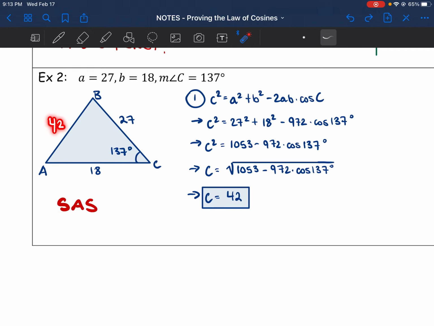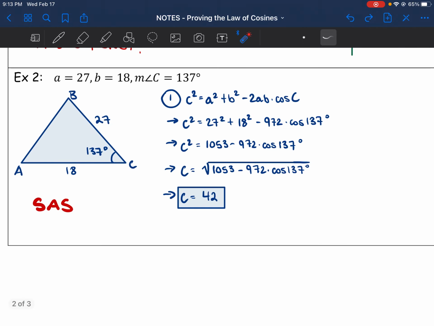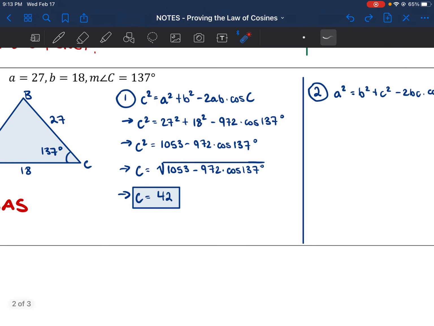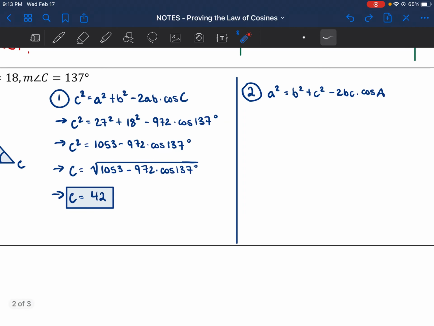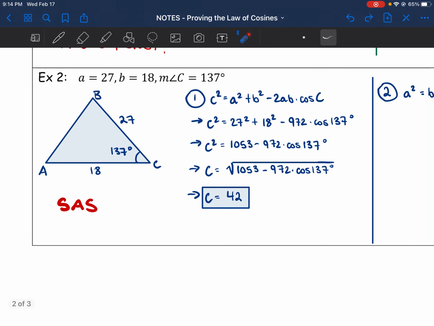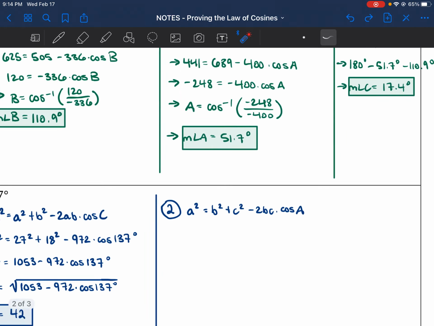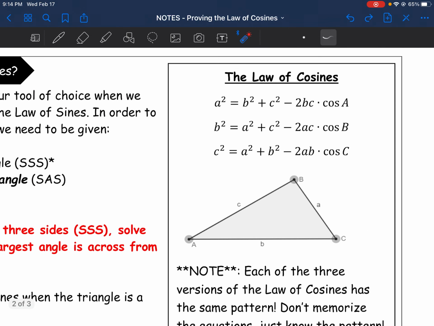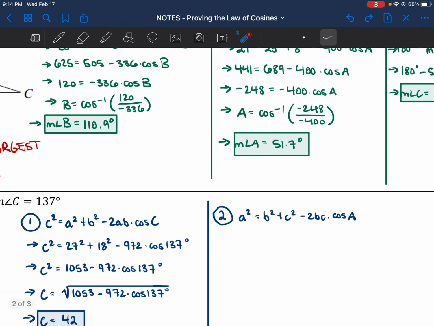So now I have all three sides. And if I can find one of the two missing angles, then I can find the third missing angle very easily. So that's what I end up doing here. Second step, it looks like I chose to solve for angle A. So if I'm trying to find angle A, that means I want to pick the law of cosines equation that has angle A in it. So I chose this top equation right here.